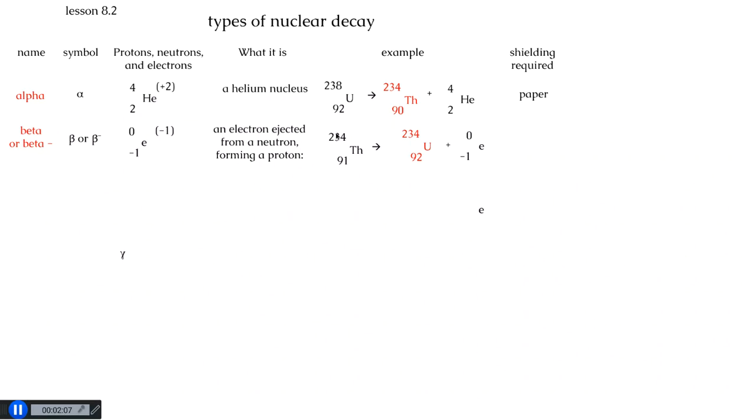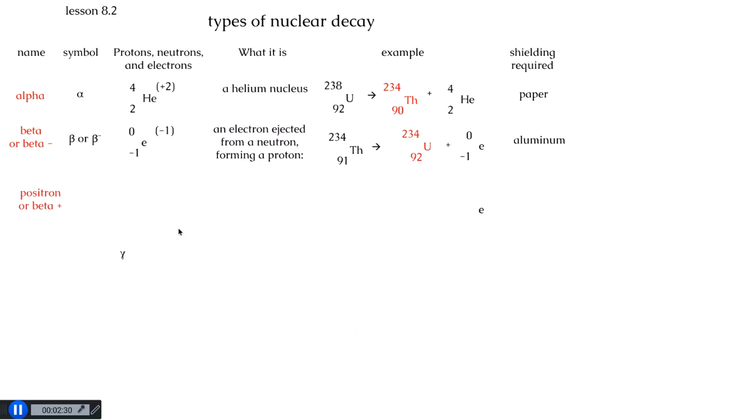If it was thorium-234 undergoing beta emission, 92 minus 1 equals 91. 234 plus 0 equals 234. So when thorium-234 undergoes a beta emission, it'll form uranium-234 plus the beta particle. You need a little more shielding to be protected from that.